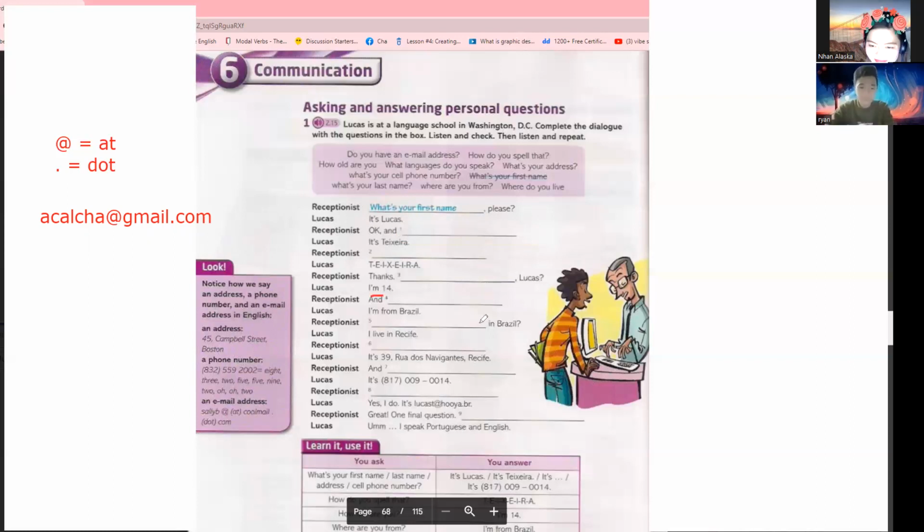How old are you? I'm 14. And where are you from? I'm from Brazil. Where do you live in Brazil? I live in Recife. What is your address? It's 39 Rua dos Navegantes, Recife.